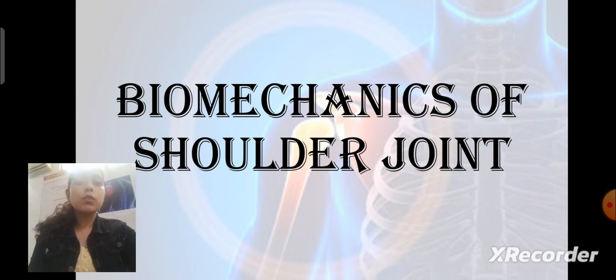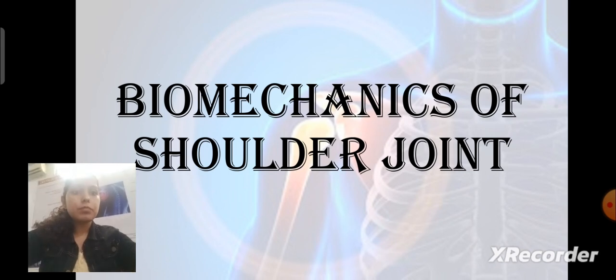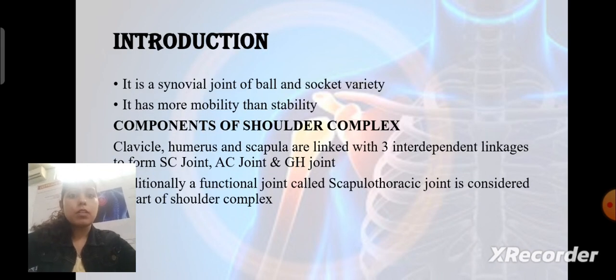Okay, so today we'll talk about the biomechanics of the shoulder joint. First is the introduction. The shoulder joint is a synovial joint of the ball and socket variety. It has more mobility than stability.